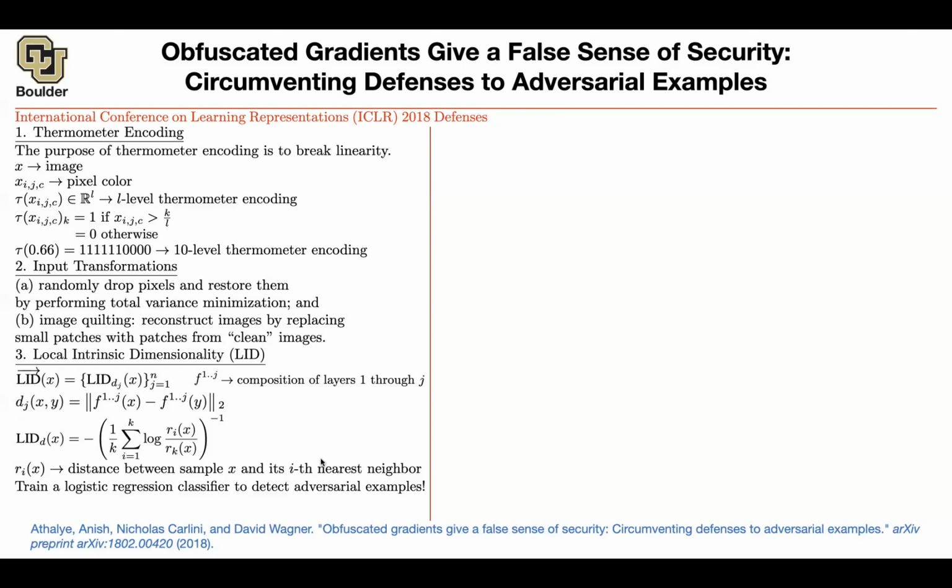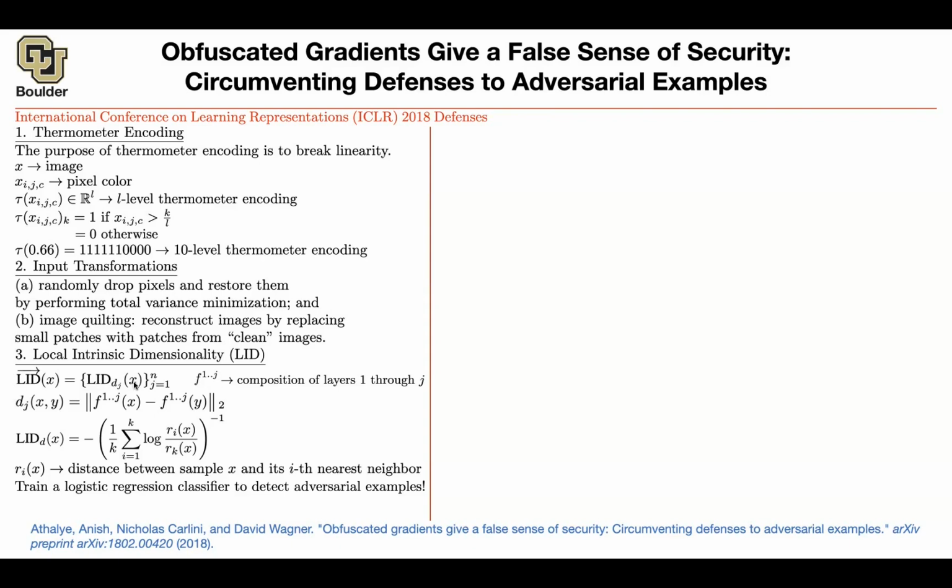And then what you're going to do is train a logistic regression classifier to detect your adversarial examples by looking at their LID features. Okay? And these LID features are a set, where you are changing where you are cutting your neural network. Are you cutting it after the 5th layer, 6th layer, 7th layer?